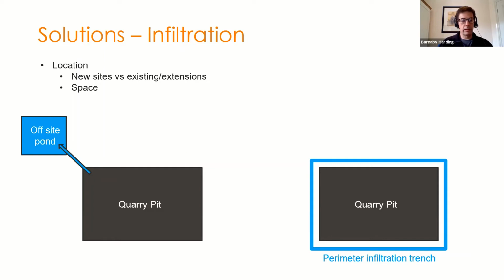You could be looking at a number of different ways of doing this. An off-site pond is one way to do it, which may be near or further away from the quarry pit, or you may be looking at things like perimeter infiltration trenches as well. That's another way to do it. But they all take up space.